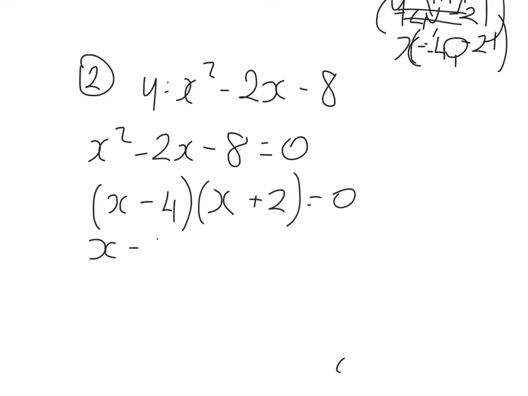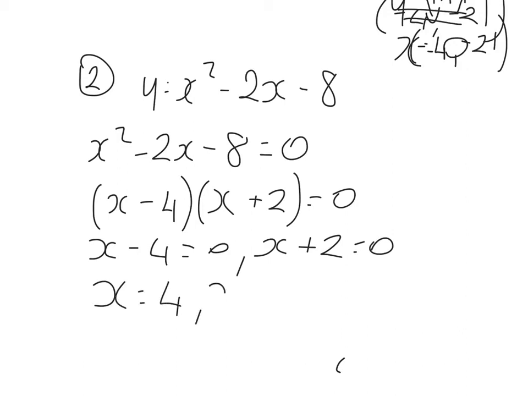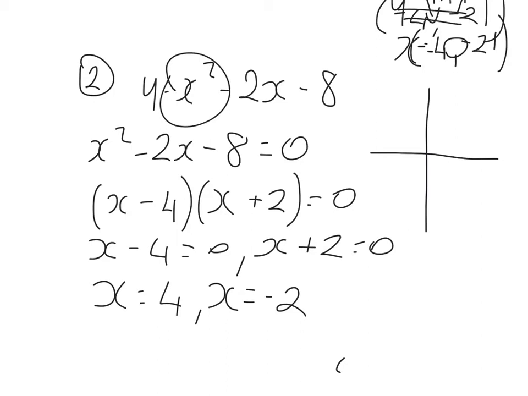So I've got x minus 4 equals 0, x plus 2 equals 0, x equals 4, and x equals minus 2. So I can then sketch what that looks like. It's a positive x squared, so it's going to be a u-shaped parabola. Root at minus 2 and a root at 4.